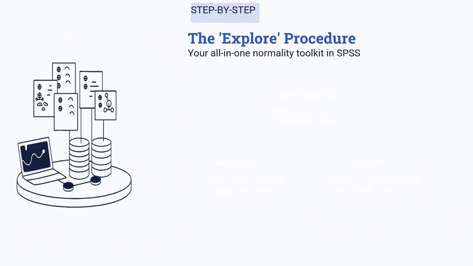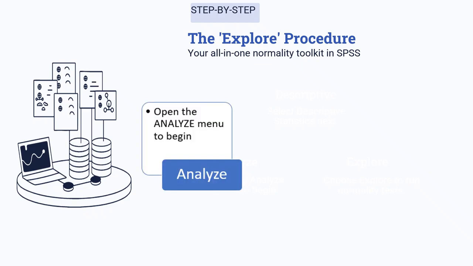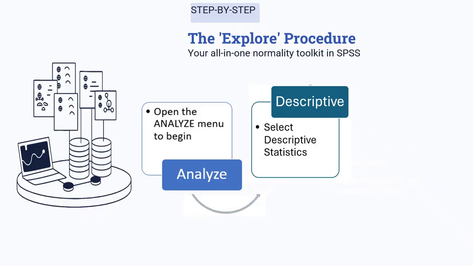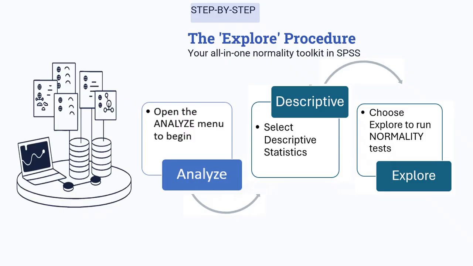Now let's move into the practical side of testing for normality in SPSS. One of the most efficient ways to do this is through the Explore procedure, your all-in-one normality toolkit. Here's how it works step by step. First, open the Analyze menu. This is where all of SPSS's statistical tools are located. Next, go to Descriptive Statistics. This section contains options for summarizing and exploring your data. Finally, select Explore. This command allows you to run normality tests, generate plots, and check distributional assumptions all in one place.